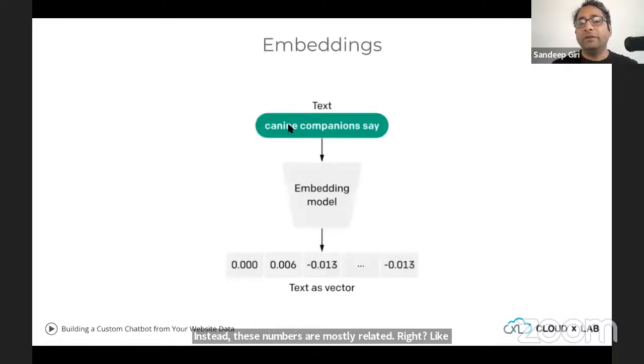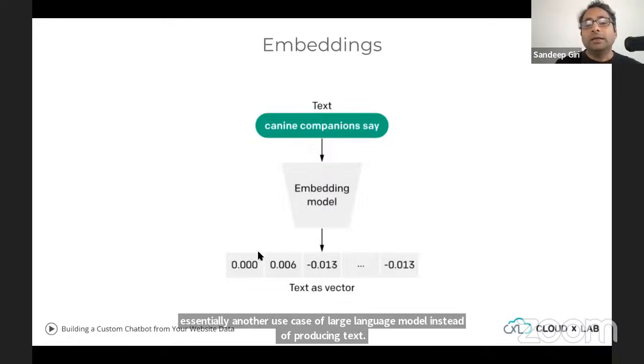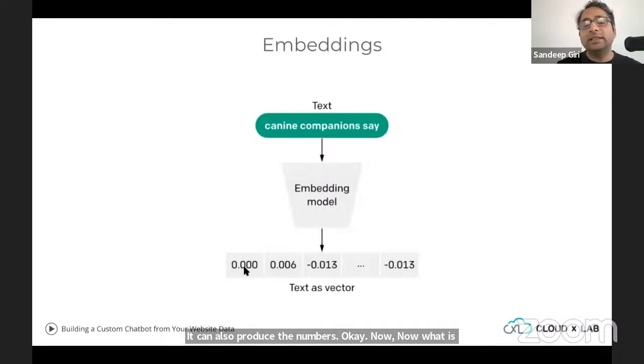For example, when we feed a text like "canine companions say", instead of the large language model completing the sentence, we extract the last layer of the neural network, called an embedding. This is what we get from the large language model. So this is essentially another use case of a large language model. Instead of producing text, it can also produce numbers. Now, what is cool about these numbers? Individually, these numbers look very random. They may not make sense.